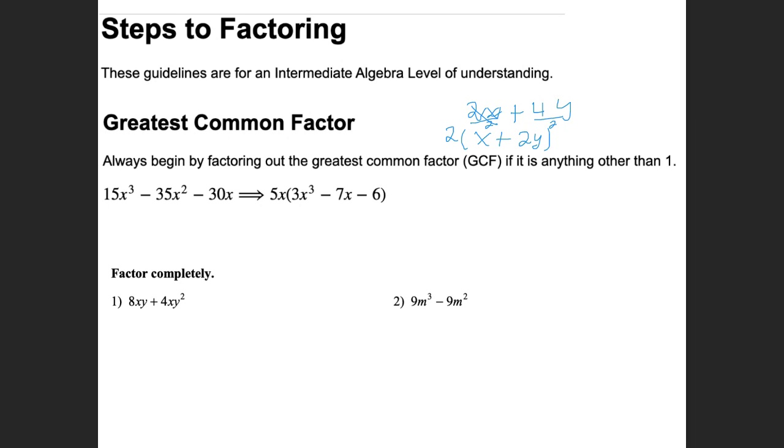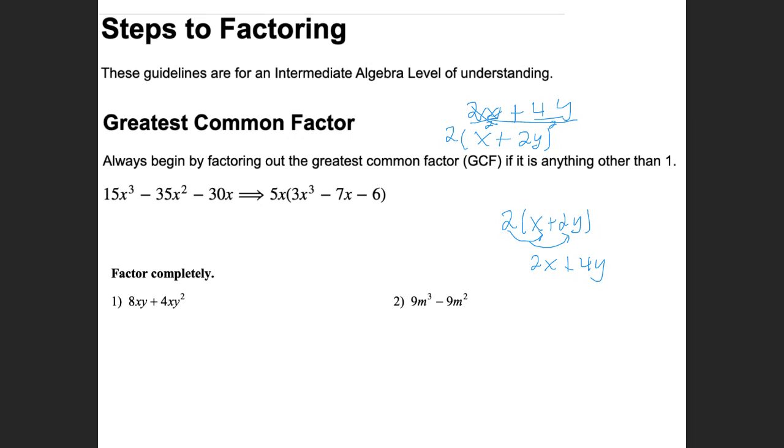Now, when you pull out the greatest common factor, if you multiply through, so I have 2 times x plus 2y, if I use distributive property, I better get what I started with. So 2 times x is 2x, plus 2 times 2y is 4y. Oh, that's exactly what I started with. And you need to end up with what you start with. Factoring doesn't change the polynomial. All it does is simplify it down for us. So you can always check yourself to see if you did it right.